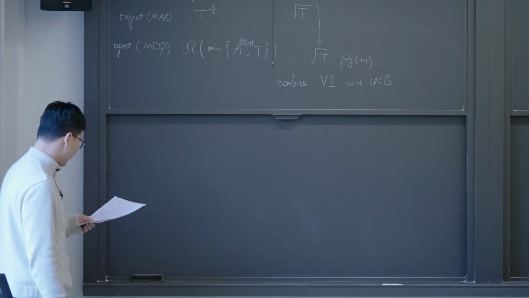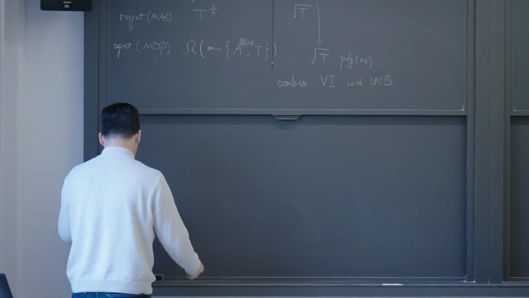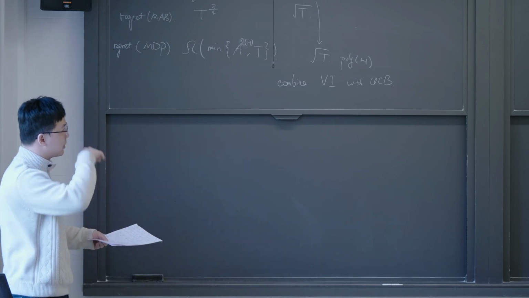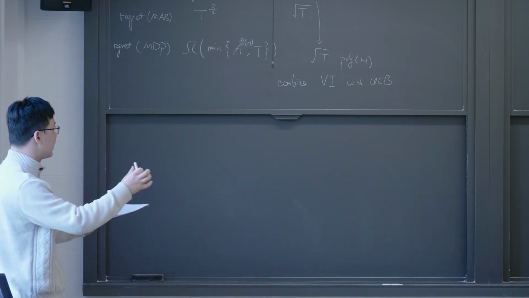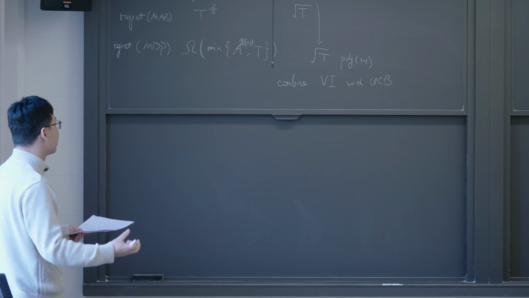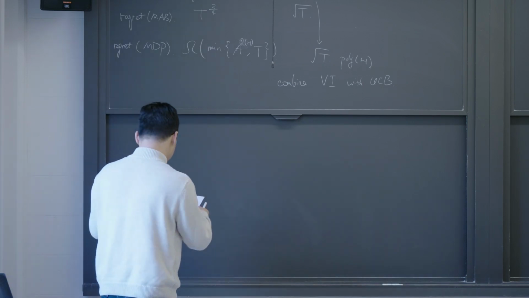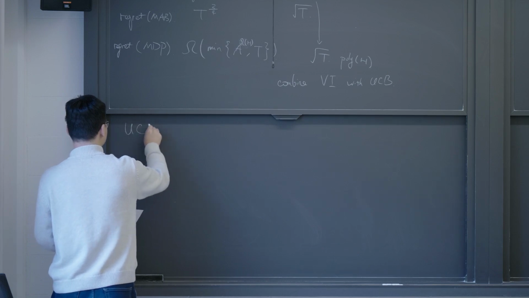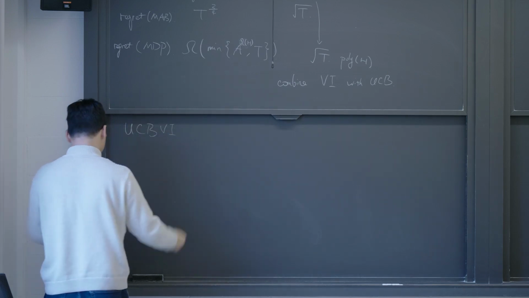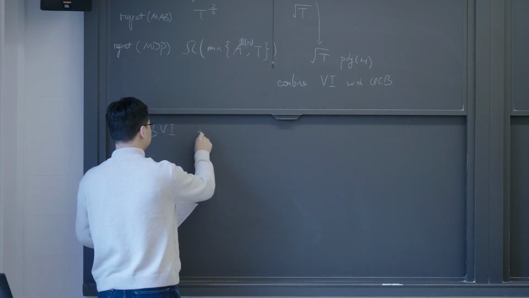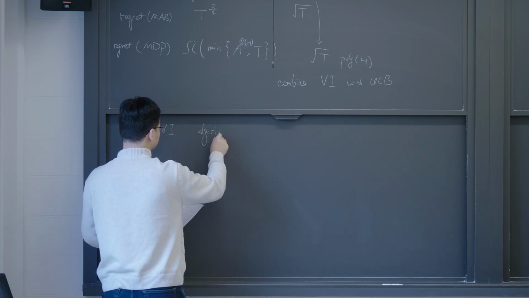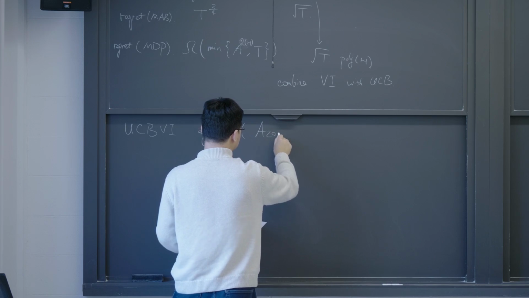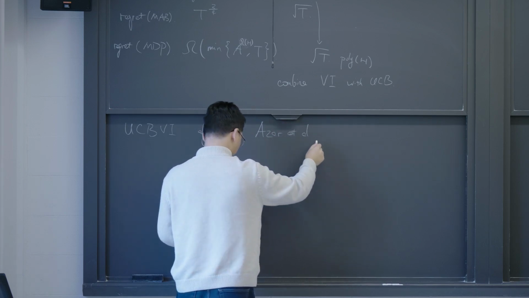So let's first talk about the algorithm. The whole idea is very similar to the UCB algorithm in the multi-armed bandit setting. Instead of just looking at the mean, we also add a bonus. So the algorithm is called the UCB-VI algorithm, the upper confidence bound value iteration algorithm, which was introduced in Azar et al. 2017.